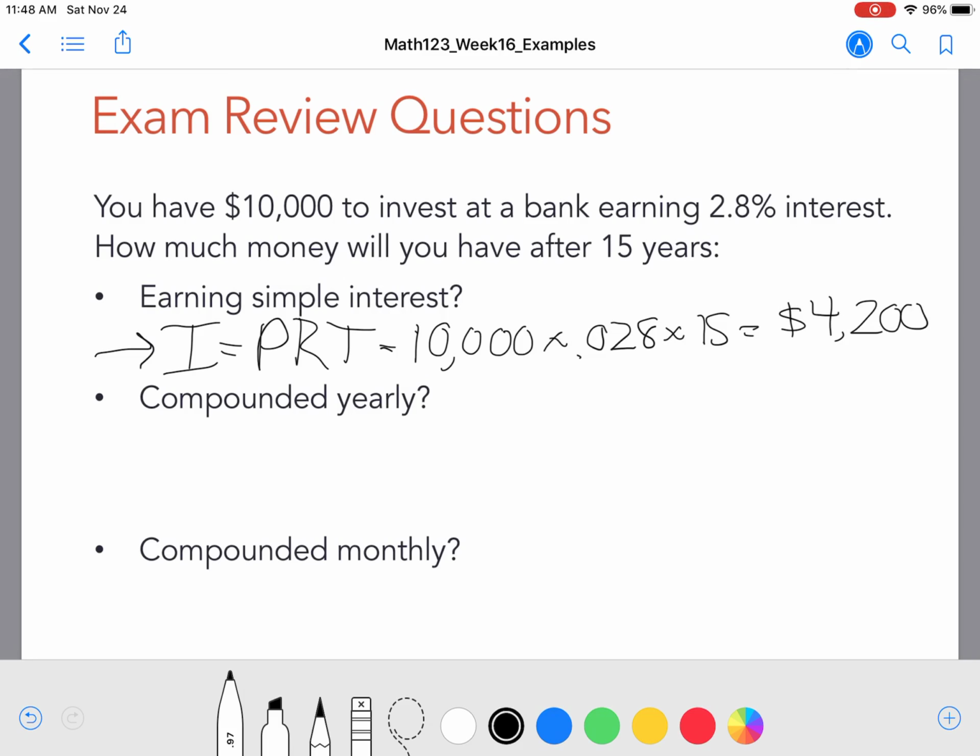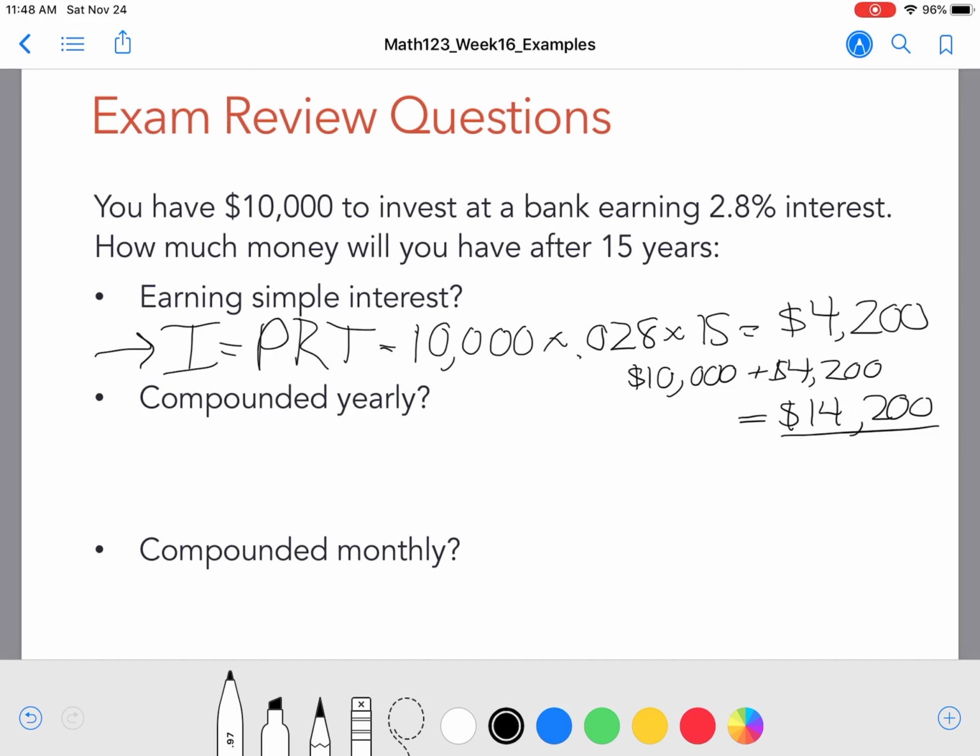So if I want to calculate the total amount that I have in my account, I have to take my $10,000 plus my $4,200. So that's my original amount plus my interest. So for this one, I'm left with $14,200. So that's going to be my answer there.